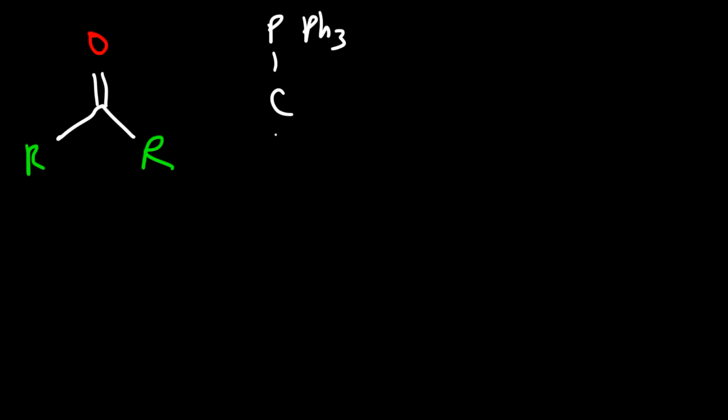So now let's see how the ylide is going to react with a ketone. I'm going to use this form of the ylide where the carbon has a negative formal charge. You want to set it up like this because the nucleophilic carbon with a negative charge is attracted to the partially positive carbonyl carbon. And the phosphorus, which has a positive formal charge, is attracted to the oxygen with its negative partial charge.